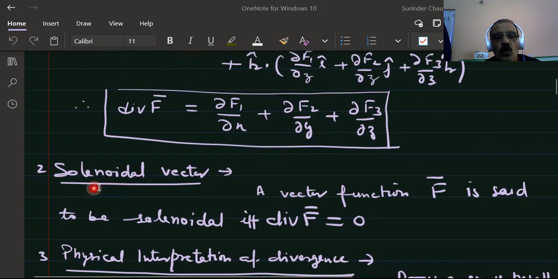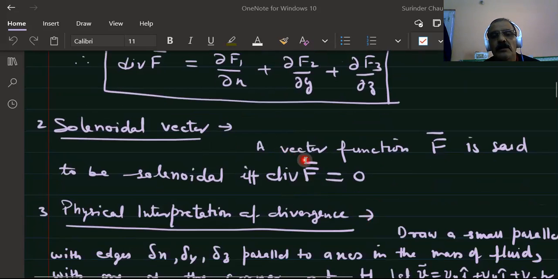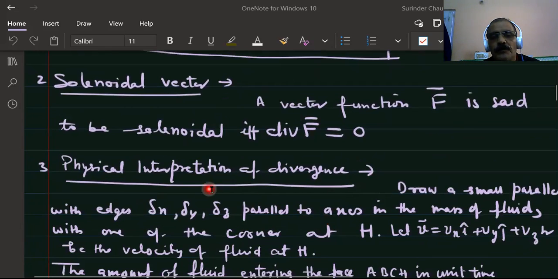Another definition: solenoidal vectors. A vector point function f is said to be solenoidal if the divergence of that vector comes out to be zero. If the divergence of any vector point function is zero, then that is called a solenoidal vector. Now let us discuss the physical interpretation of divergence.